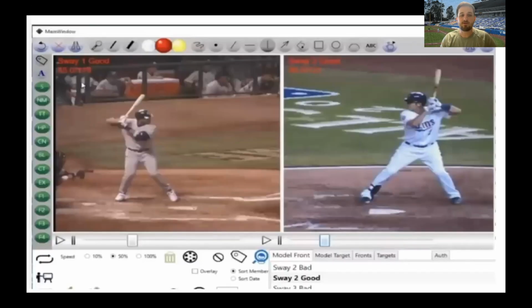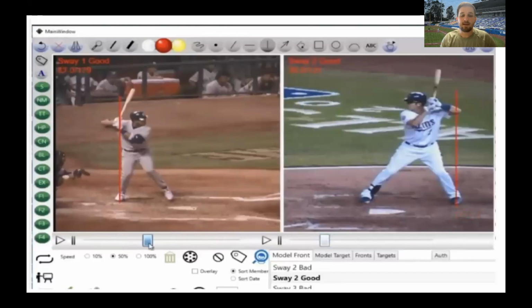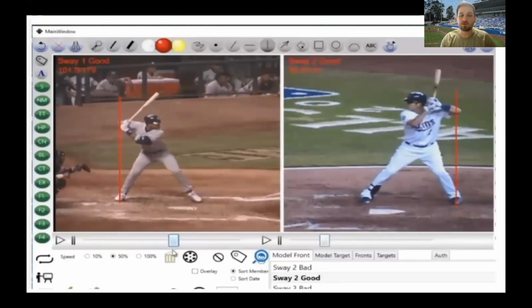So here we're going to have two pros. We're going to watch them. We're going to draw a line from the midfoot up, and we're going to see, does that knee go outside of that back line? So you can see A-Rod right here. He gets really close, but he doesn't go over it.